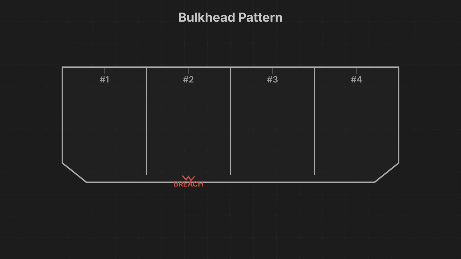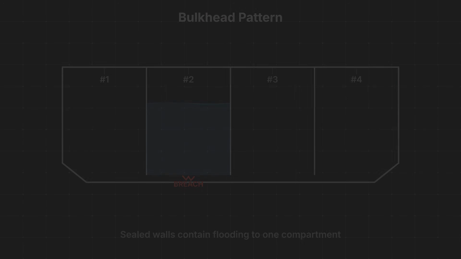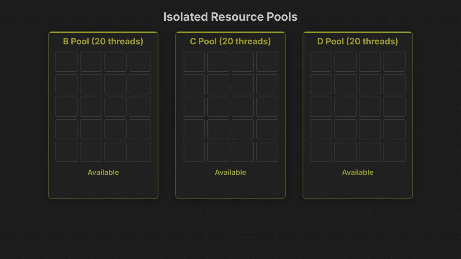Ships solved this problem centuries ago. A hull breach doesn't sink a ship because bulkheads, sealed walls, divide the hull into compartments. Water floods one section, the rest stay dry. The bulkhead pattern does the same thing with your resources. Instead of one shared thread pool, you isolate resources per dependency. Service B gets 20 threads, Service C gets 20, Service D gets 20.